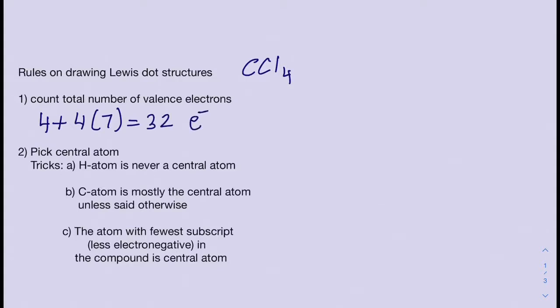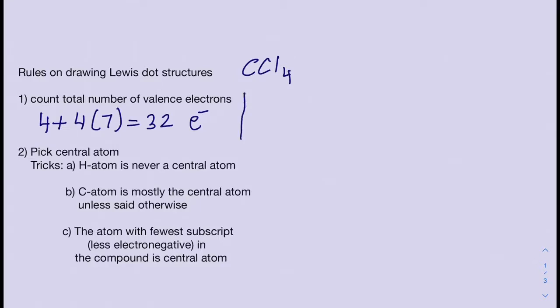So when you draw the Lewis structures, you want to make sure you use all 32 electrons, no less than 32, no more than 32. Now let me give you a couple of other examples. What if you have a charge on a given chemical?